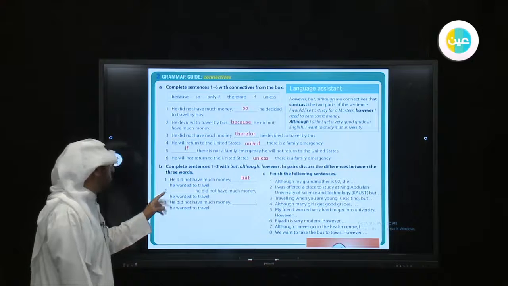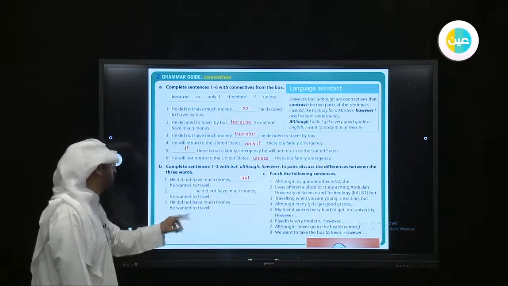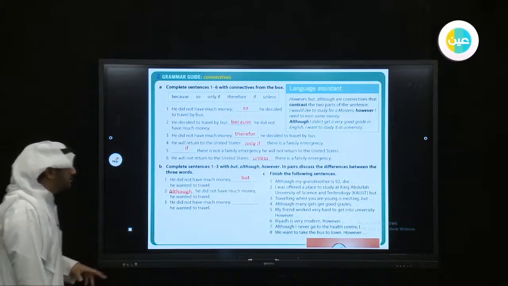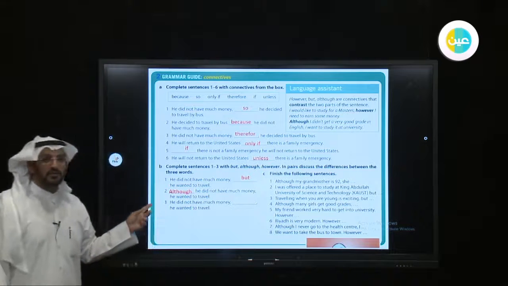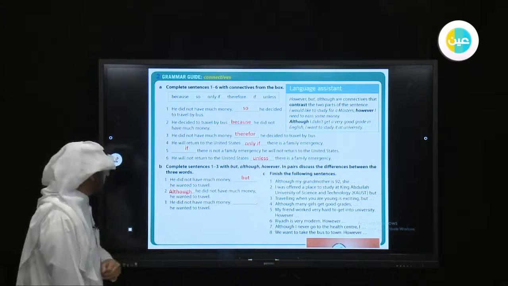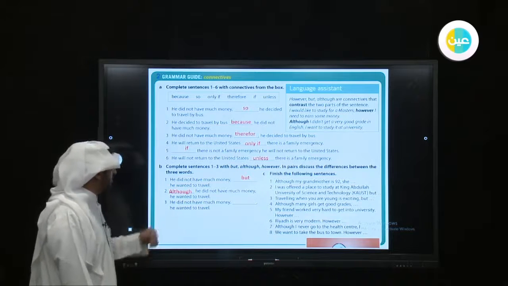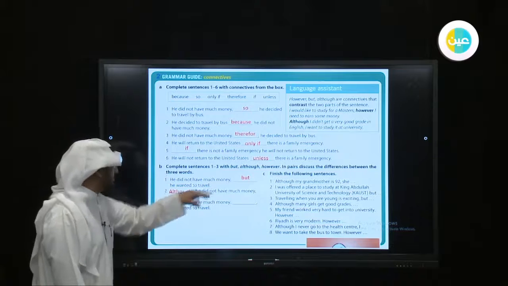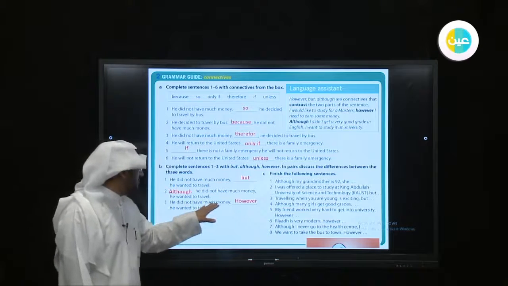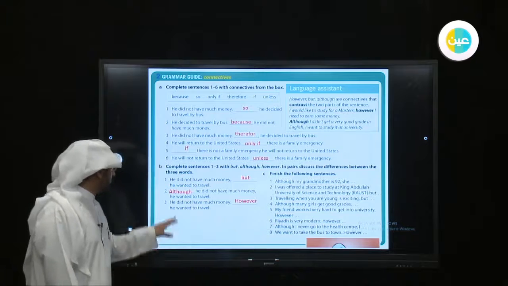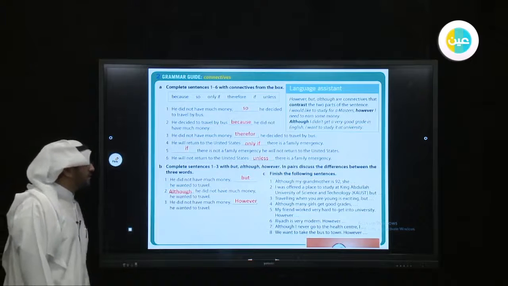But. Example two, the connective is in the first part. He didn't have much money. He wanted to travel. The correct answer is: although he didn't have much money, he wanted to travel. Three, he didn't have much money. He wanted to travel. Same first sentence. The correct answer, however. However, he didn't have much money. However, he wanted to travel. What's different between them?